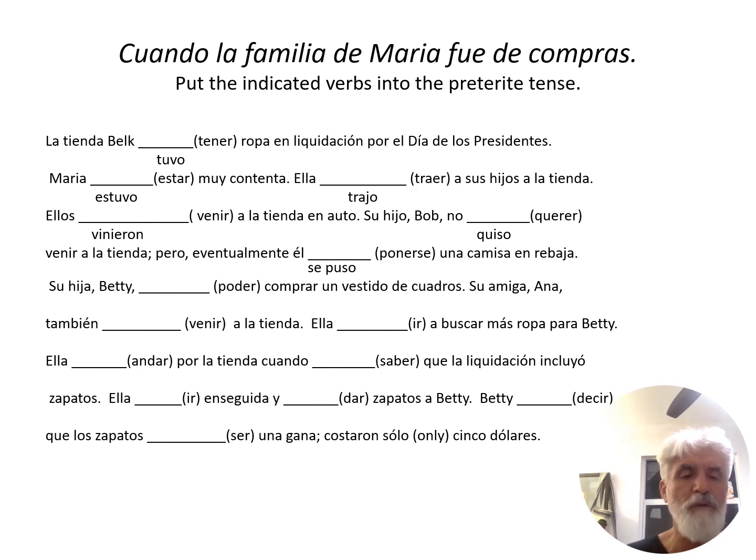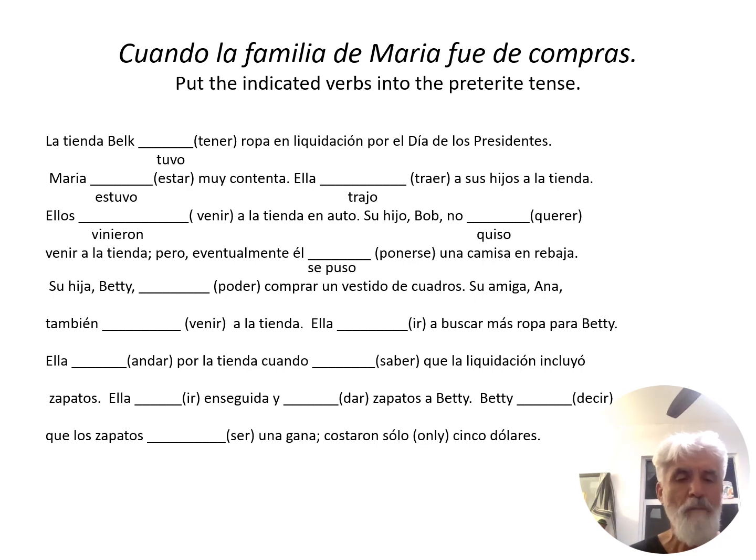Vinieron. Ellos vinieron. You have to memorize these. And now we want to say su hijo Bob no quiso, did not want to go. So what is the stem of querer? It's an I stem. It's quis, and the ending is o. Okay, o is the ending that goes with the él, ella form of the verb.